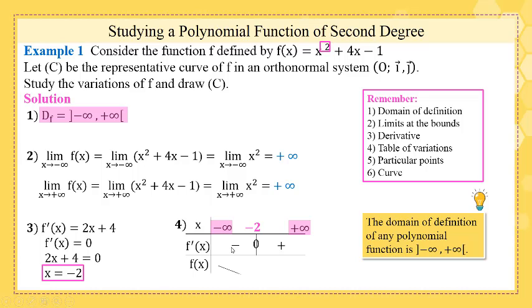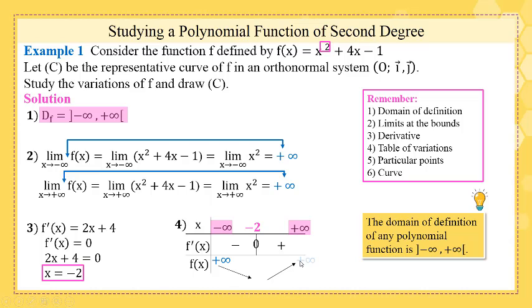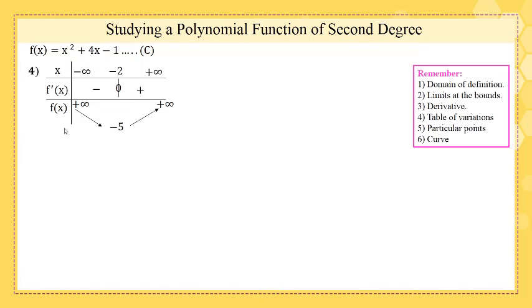Now, since f prime of x is negative, f is decreasing, and since f prime of x is positive, f is increasing. Let us look at the limits. Since the limit of f of x as x tends to minus infinity equals plus infinity, here we will write plus infinity. Since the limit of f of x as x tends to this bound, which is plus infinity, we will write plus infinity here. f of minus 2 equals minus 5. As you see, the point of coordinates minus 2, minus 5 is the minimum point of the curve.